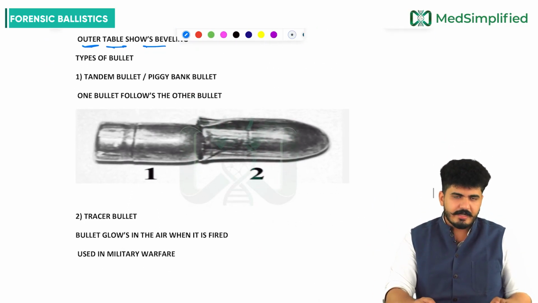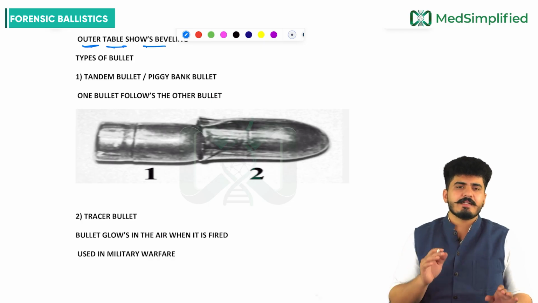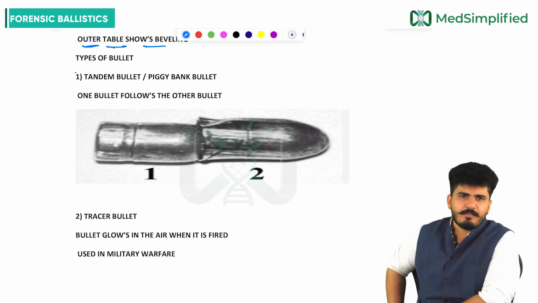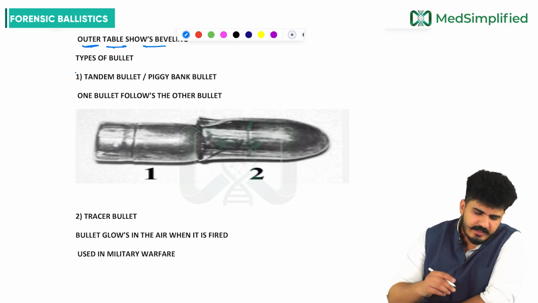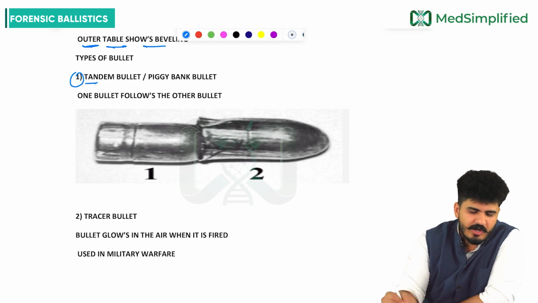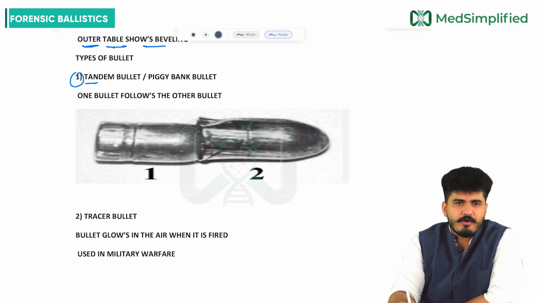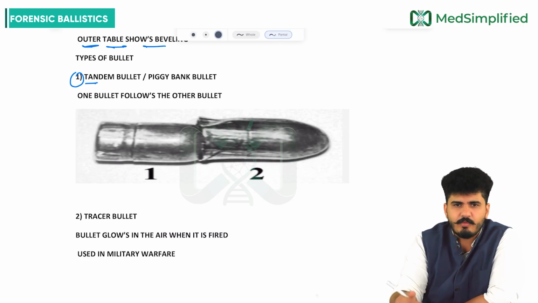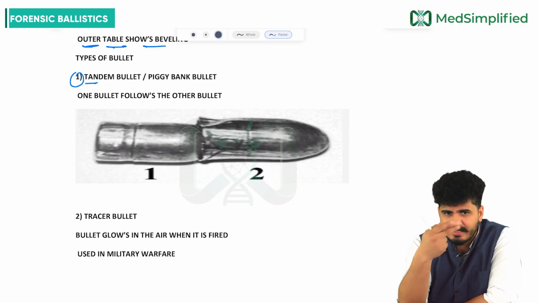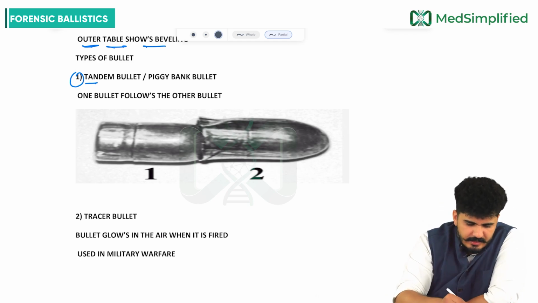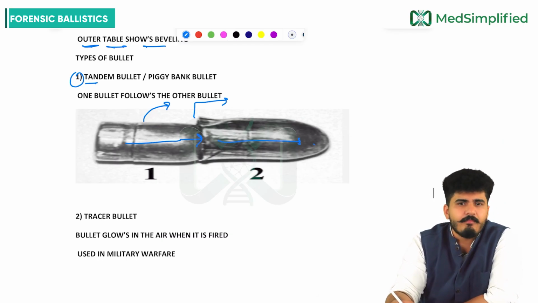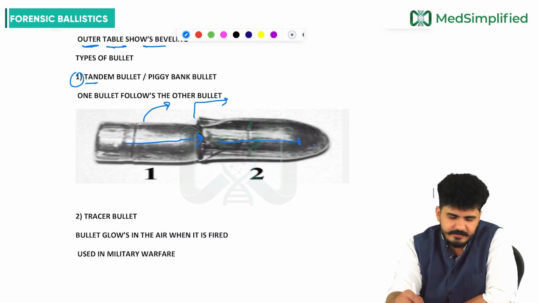Now we move on to the next topic, which is all about the types of bullets we have, my dear friends. What are the different types of bullets? The first type is the tandem bullet or piggyback bullet. One bullet follows the other bullet. The moment we pull the trigger, one after another goes, one pushing the other, like this. This is called the tandem bullet or piggyback bullet, my dear friends.